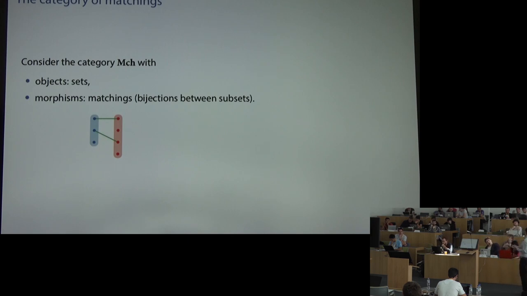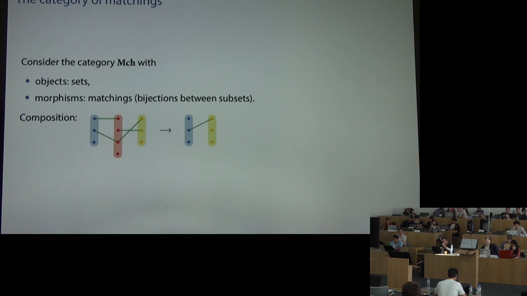We have talked about topological spaces and the maps between topological spaces, or continuous maps. Then we had vector spaces and linear maps. And here we have something that doesn't really have maps, but we consider the objects as sets, and their morphisms are simply matchings between the sets. And we have a composition.